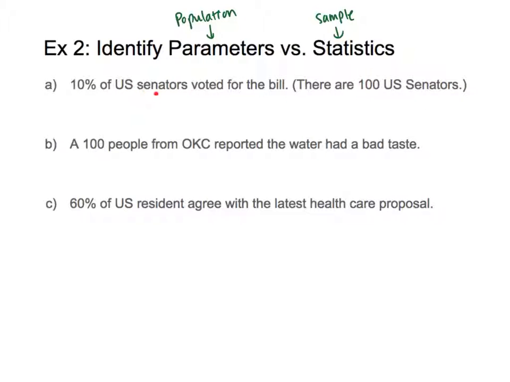10% of the U.S. senators voted for the bill. There are 100 U.S. senators. So first ask yourself, did all of the U.S. senators vote on the bill? Now, all the U.S. senators voted in general, is what I'm saying. But only 10% of them said yes to the bill. But the thing that we care about is whether all 100 senators voted on the bill.